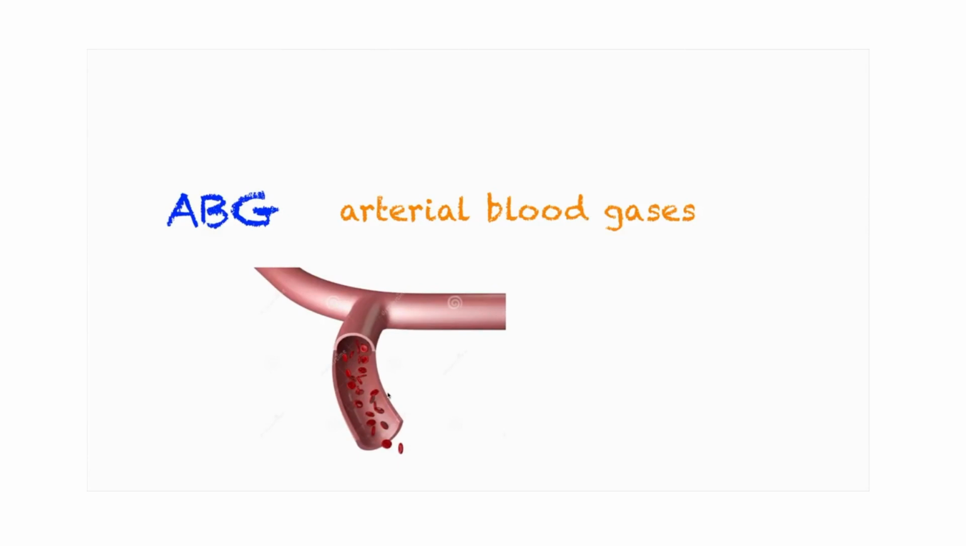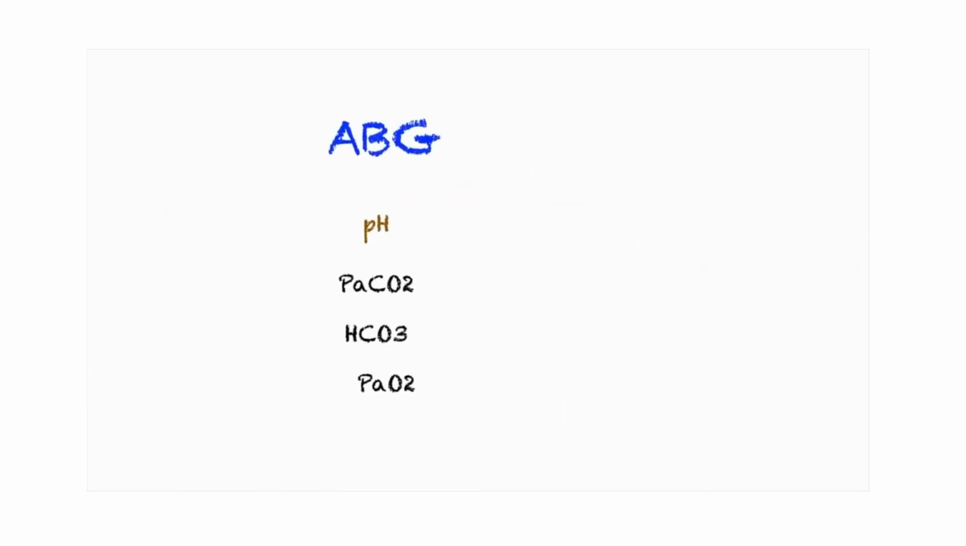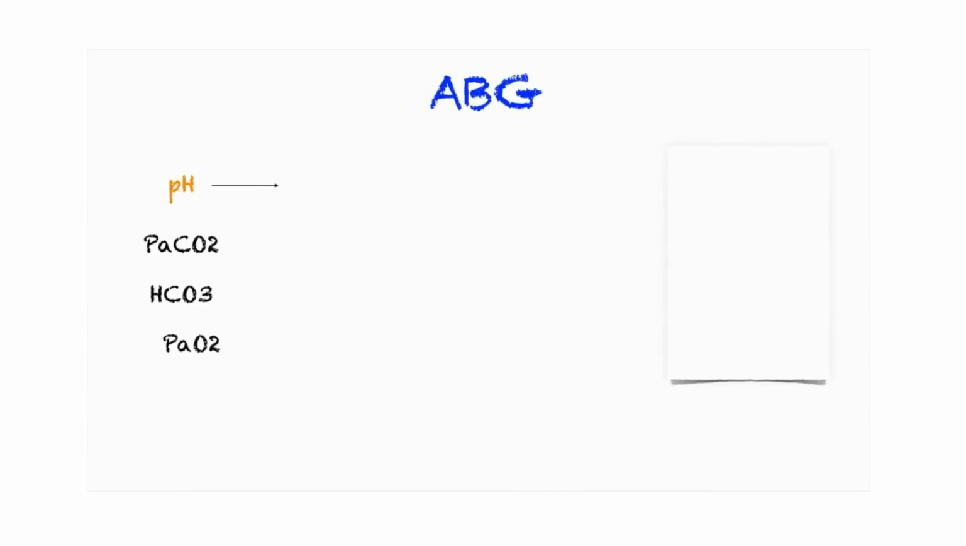Now we are going to talk about 4 important components that are in your ABG, and those are your pH, your CO2 or carbon dioxide, your HCO3 or bicarbonate, your PaO2 or oxygen. And we're going to talk about them one by one, starting with your pH. The pH is pretty much the measurement of how acidic or alkalotic the blood is.